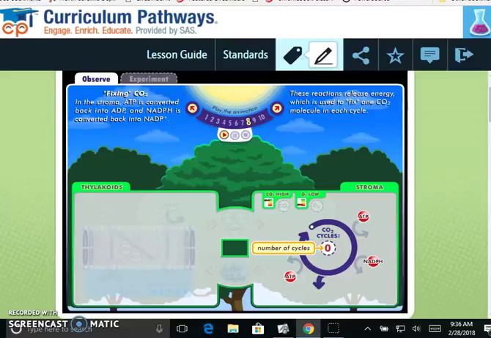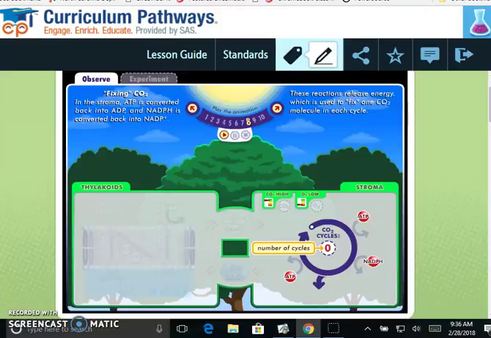Okay, so we've been talking about the light-dependent reaction. Now we're going to move into the light-independent reaction. As we said, this is the Calvin-Benson cycle. And I'm using this simulation to kind of help give you a visual or an explanation of what's happening. Now remember, this is a very simplified version, but it gives us a foundation that we can build on. So it gives us something to work with.